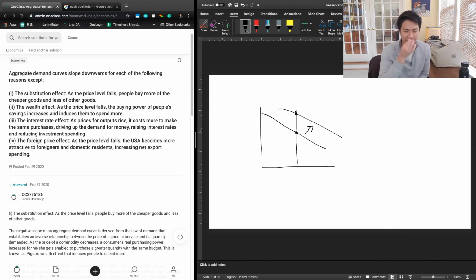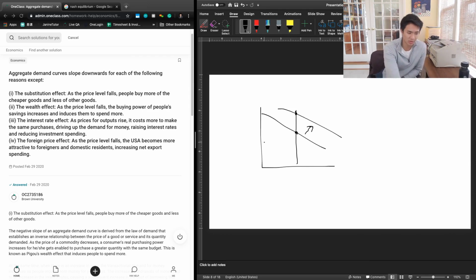And finally, the foreign price effect. As the price level falls, the U.S. becomes more attractive to foreigners and domestic residents, increasing that export spending. That is, again, another really accurate reason for why the aggregate demand curve will be downward sloping. And so the only thing we see here that is not actually an explanation is a substitution effect, and this rationale also doesn't even make sense that as price level falls, people buy more cheap goods and less other goods. The aggregate demand curve is a summation of spending on all goods, and so substituting from more expensive goods to cheap goods is not going to affect overall spending levels.